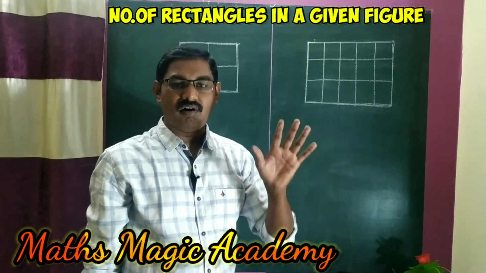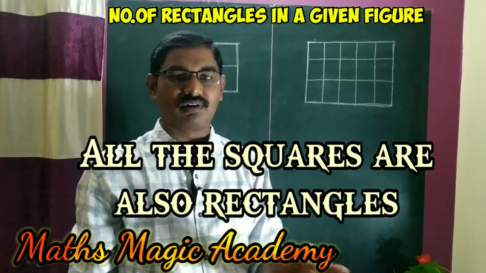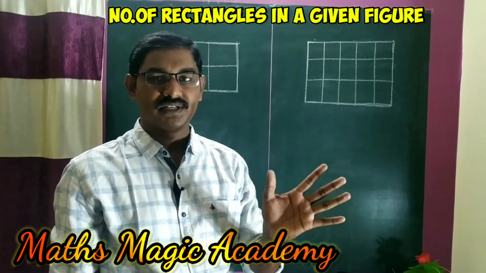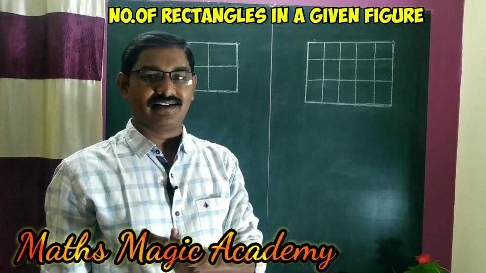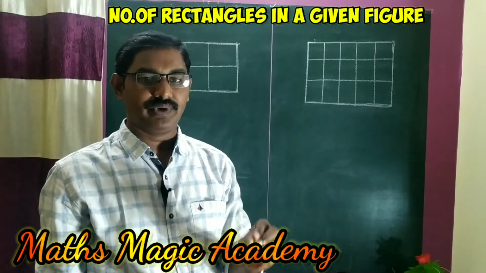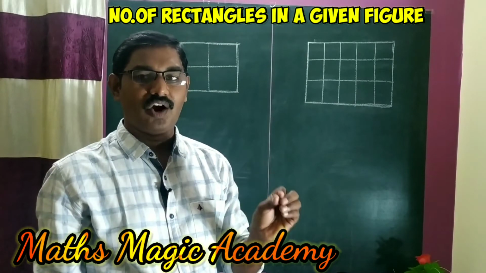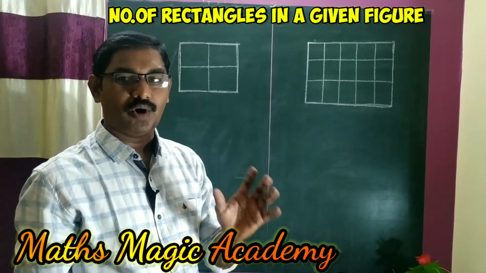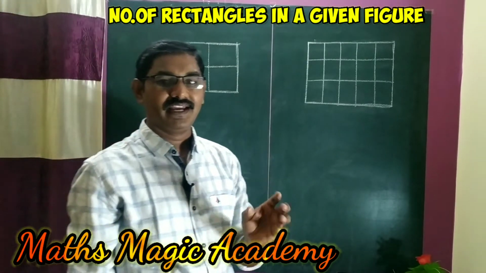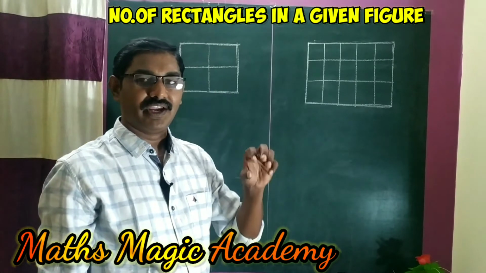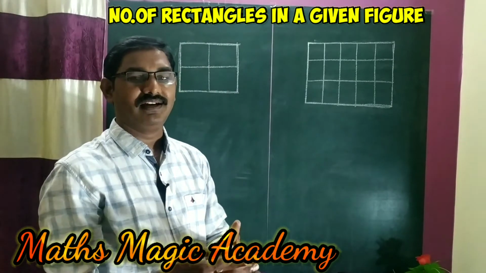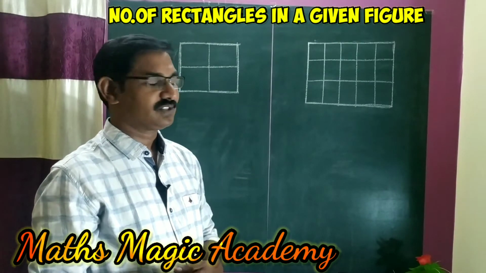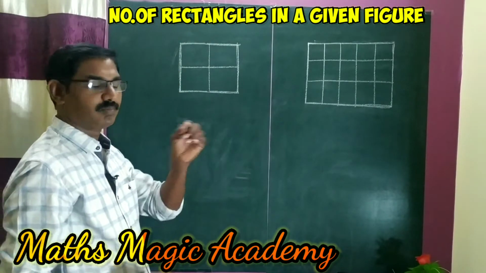That means all the squares are also called rectangles. This point you have to remember: all the squares are also rectangles. In the previous class we discussed how many squares there are in a given figure. But now, how many rectangles are there in a given figure? That means including squares you have to calculate the rectangles. Why? Because all the squares are also rectangles. So based on that we can see a simple problem.